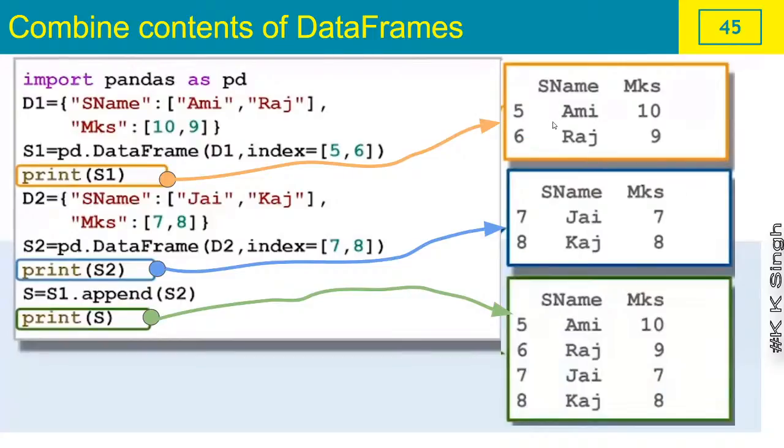Okay, so here if you see iloc, then iloc will be 0 and 1, but loc is 5 and 6.